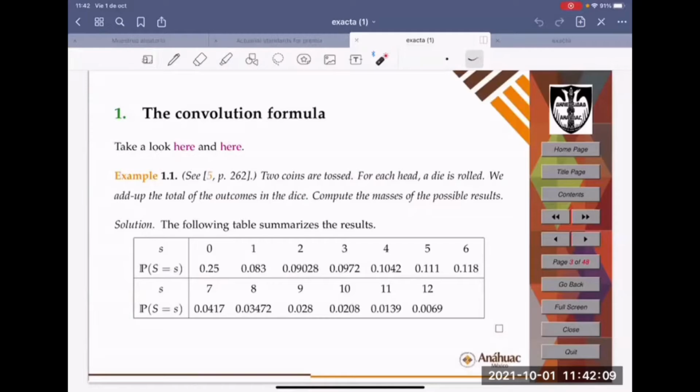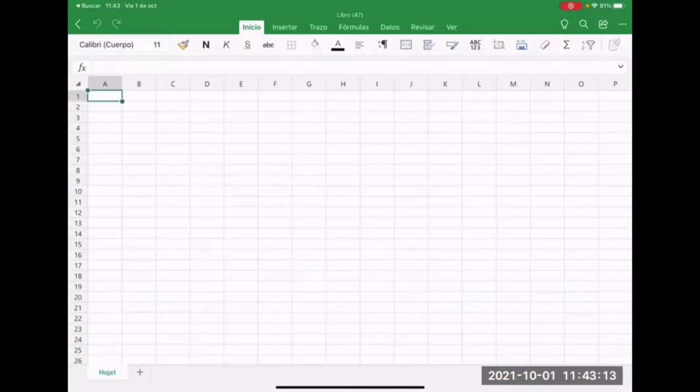Two coins are tossed. For each head, a die is rolled. We add up the total of the outcomes in the dice. Compute the masses of the possible results. So it says that a coin is tossed.